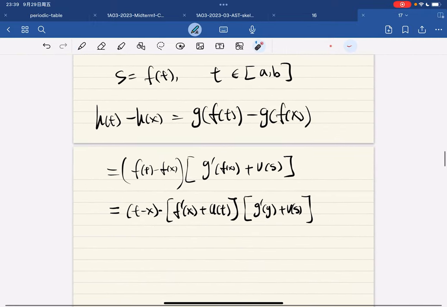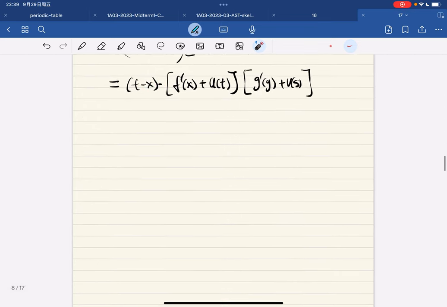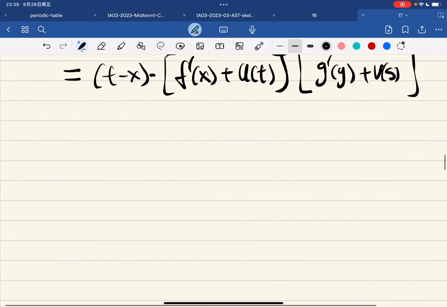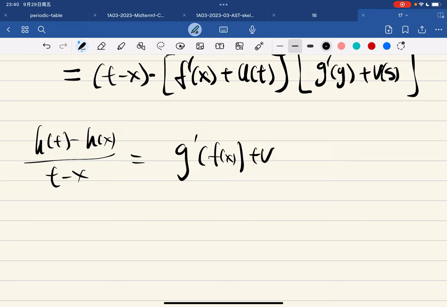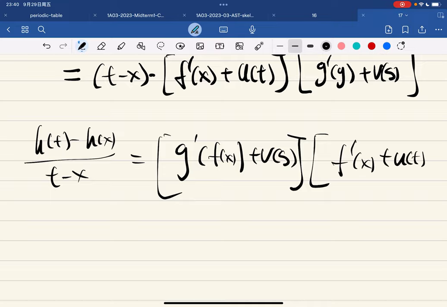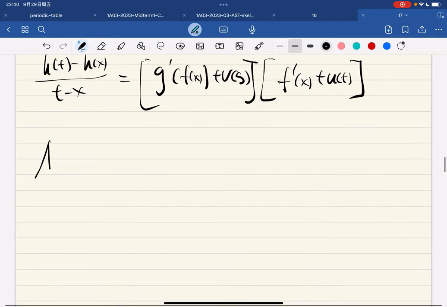And now, right, you have this equal to this, and then we divide this down to this, which gives that h of t minus h of x over t minus x equals g derivative f of x plus v of s, times f derivative of x plus u of t. Okay, so now here's the crucial part.